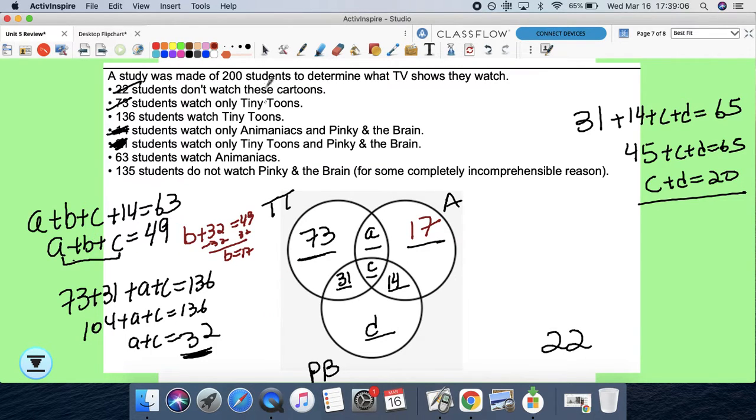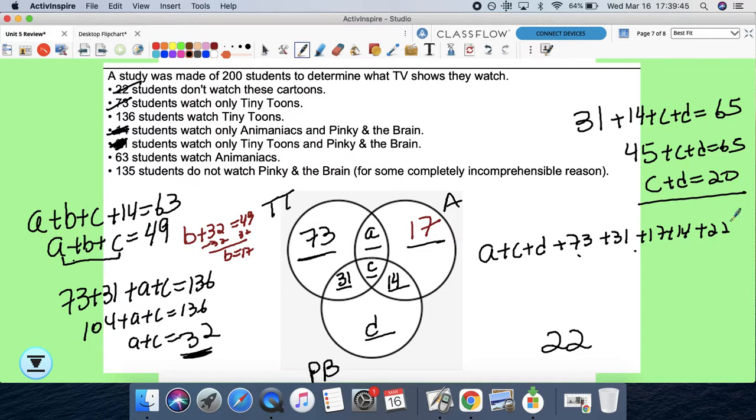Okay, so now there's one more equation that I forgot to write. I can write the sum of all these parts. So A plus C plus D, and I'm going to write all the numbers, plus 73, plus 31, plus 17, plus 14, plus 22.